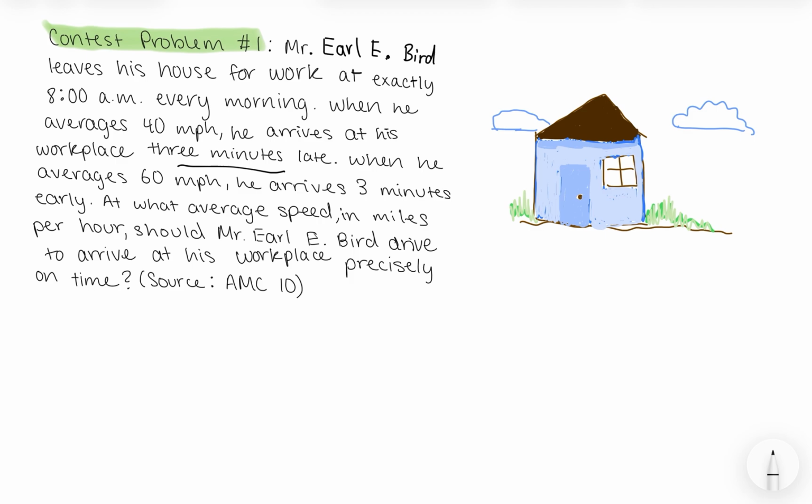Mr. Early Bird leaves his house for work at exactly 8 a.m. every morning. When he averages 40 miles per hour, he arrives at his workplace 3 minutes late. When he averages 60 miles per hour, he arrives 3 minutes early. At what average speed in miles per hour should Mr. Early Bird drive to arrive at his workplace precisely on time? This is from the AMC 10. I'll let you guys think about it for a second.